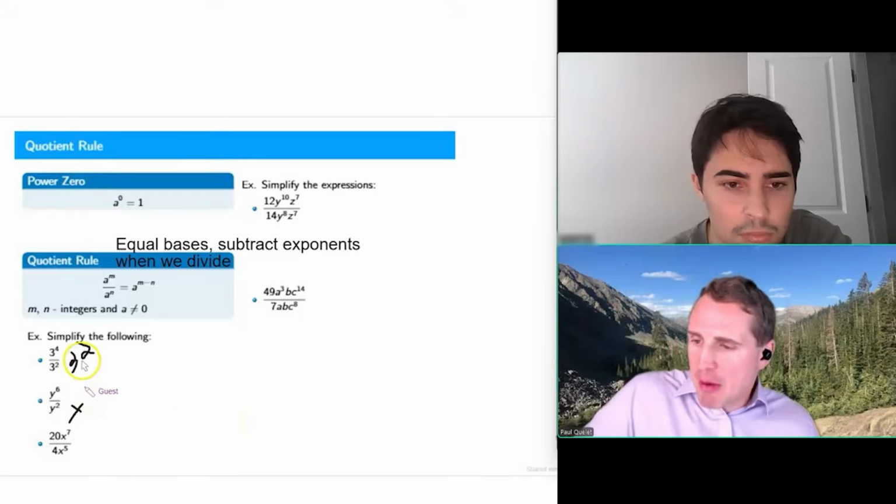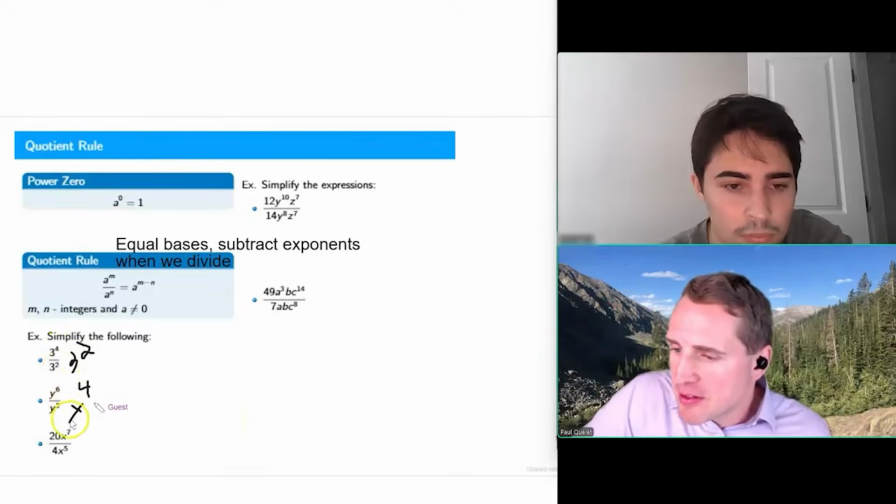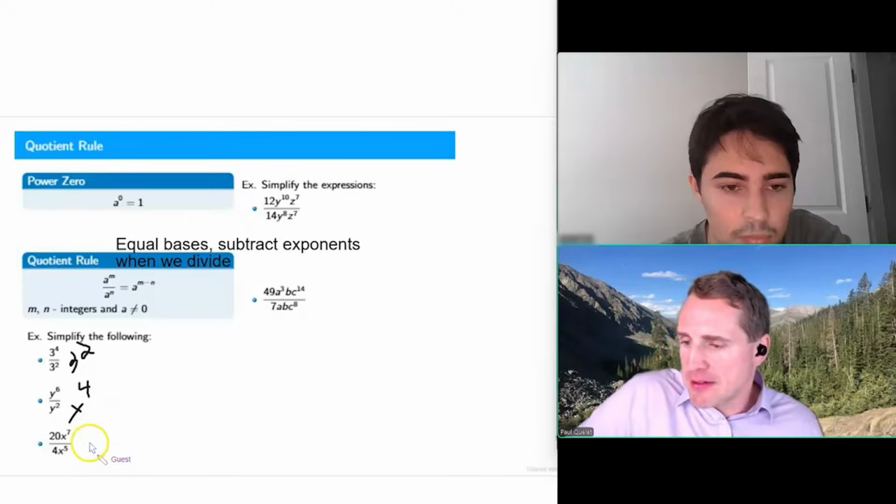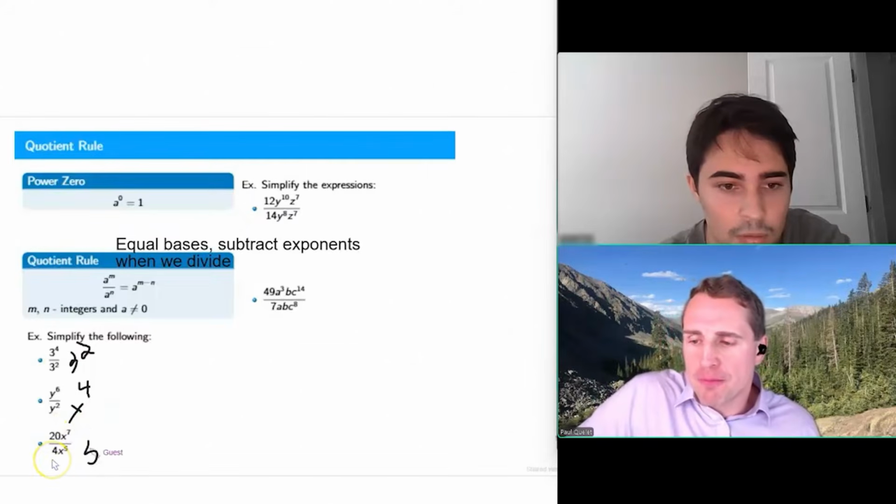So, right, 3 to the power 2 is 4 minus 2. This is going to be y to the power 4, perfect. And then what's 20 divided by 4? It's 5, and then x squared.